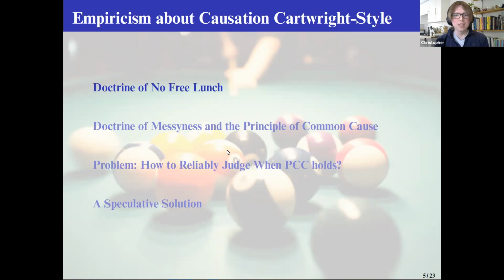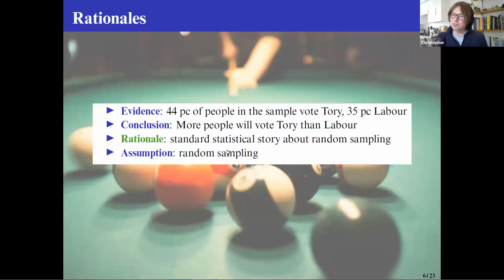Okay, so first of all, the doctrine of no free lunch. In order to set up this doctrine, I'll be using the concept of a rationale, and I should say a little bit about what a rationale is. Imagine there is a polling company that collects a sample of British voters, and they discover that 44% of people in their sample are going to vote Tory in the next election, and 35% are going to vote Labour. On the basis of this evidence, they conclude that more people are going to vote Tory than Labour in the next election.